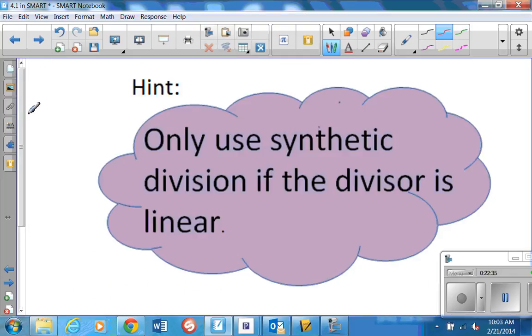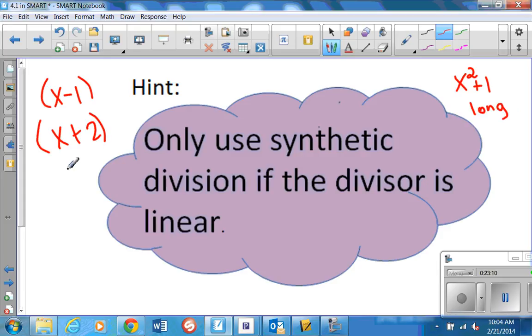Here's a hint. Only use synthetic division if the divisor is linear. In other words, if you're dividing by an x minus 1 or x plus 2, anything that's linear, you can divide by it with synthetic division. Because remember, you have to divide with a root. But if I'm dividing by x squared plus 1, I can't say the root is negative 1 because that is not an x. So if you had this, you'd have to use long division. You can only use synthetic when it's a linear that you're dividing by.